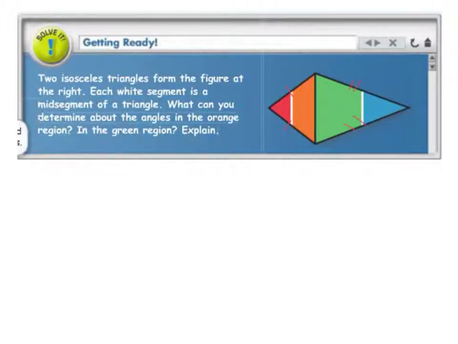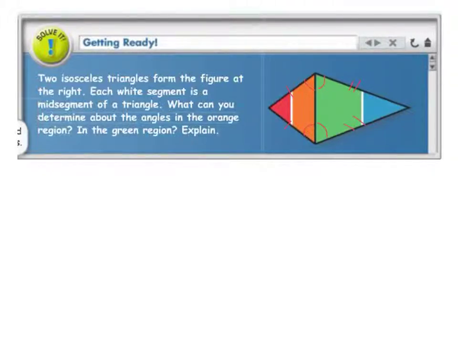Okay, each white segment is a mid-segment of a triangle. What can you determine about the angles in the orange region, in the green region? All right, the angles in the orange region, one of the things we can say is that this angle is congruent to this angle, right? Because it's an isosceles triangle. Also, we can say that this angle is congruent to this angle.